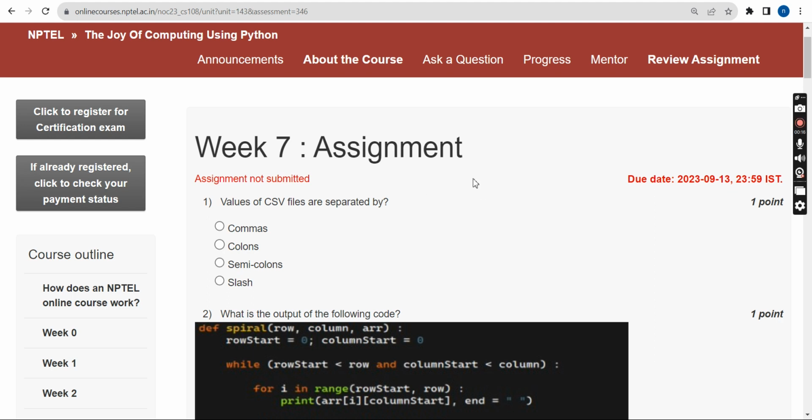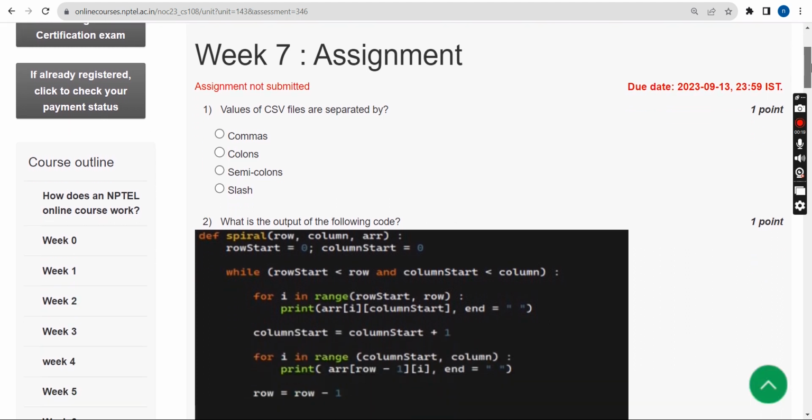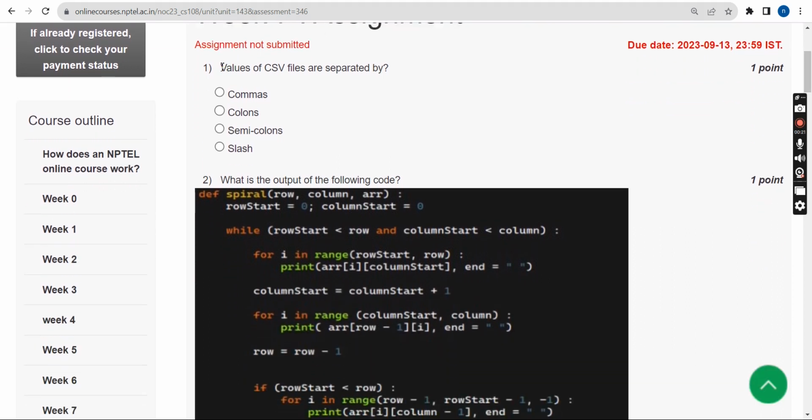So now let's see the first question. First one, values of CSV files are separated by what? For the first question, the correct answer is first option, commas.